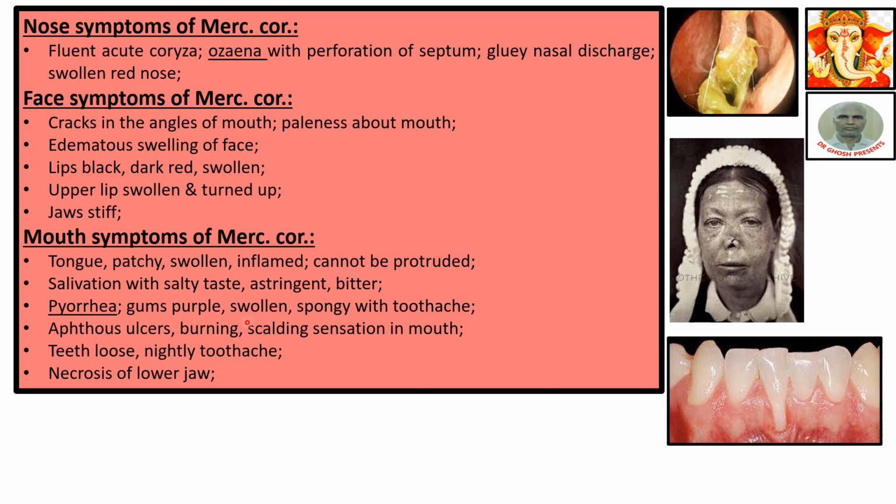Gums purple, swollen, spongy with toothache. This is actually the picture of pyorrhea. Aphthous ulcer, burning, scalding sensation in mouth. Teeth loose, nightly toothache, necrosis of lower jaw.